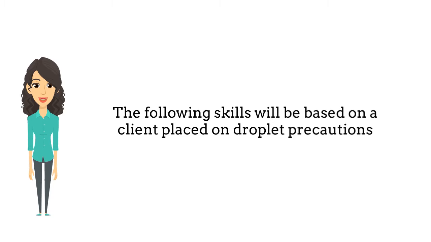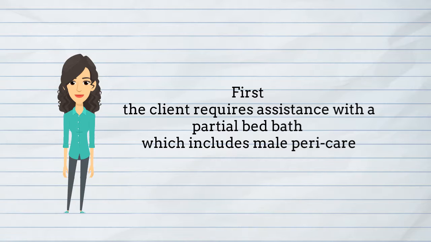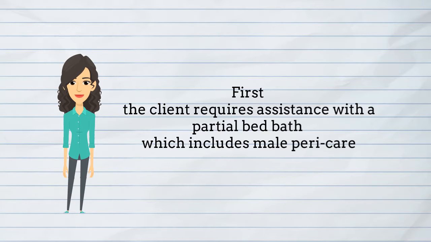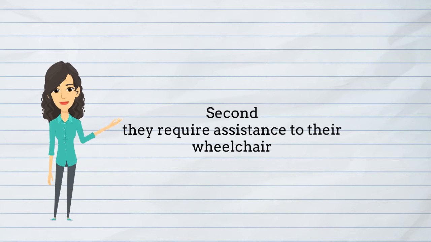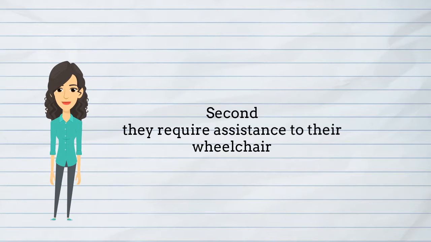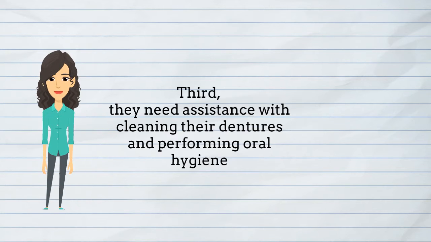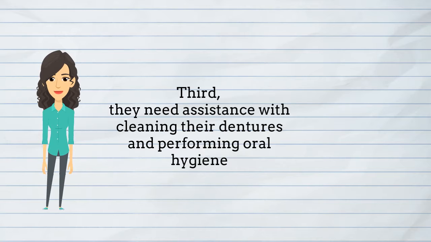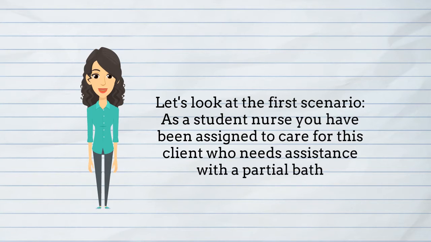The following skills will be based on a client placed on droplet precautions. First, the client requires assistance with a partial bed bath, which includes male peri care. Second, they require assistance to their wheelchair. Third, they need assistance with cleaning their dentures and performing oral hygiene. Let's look at the first scenario.